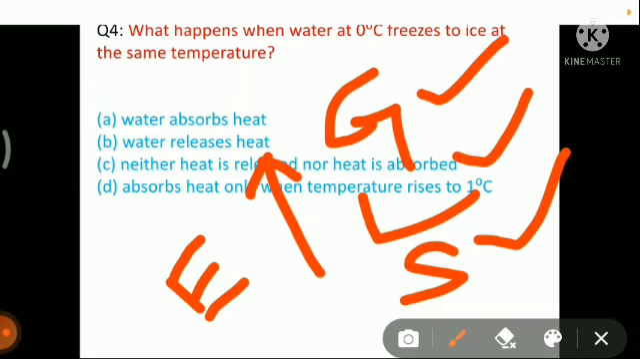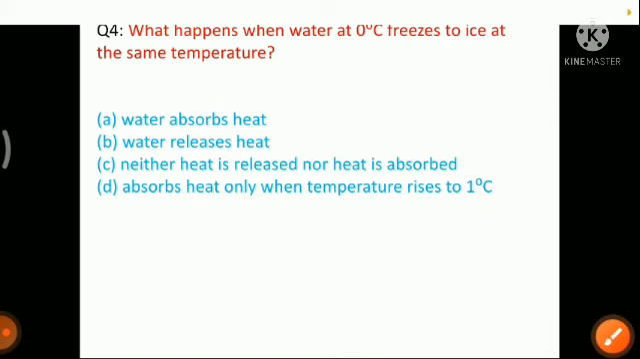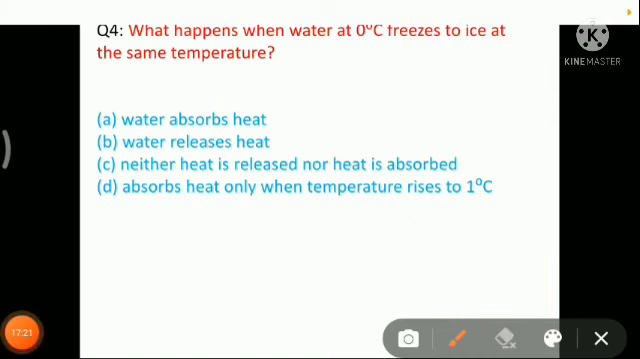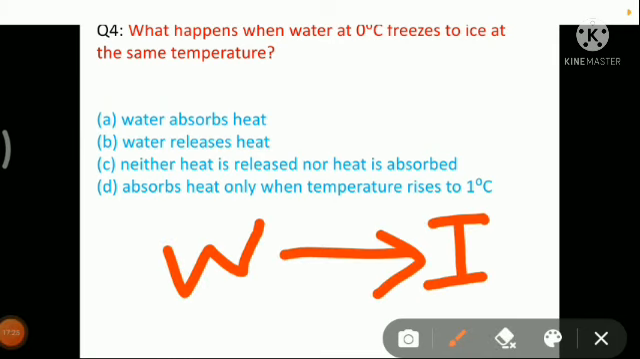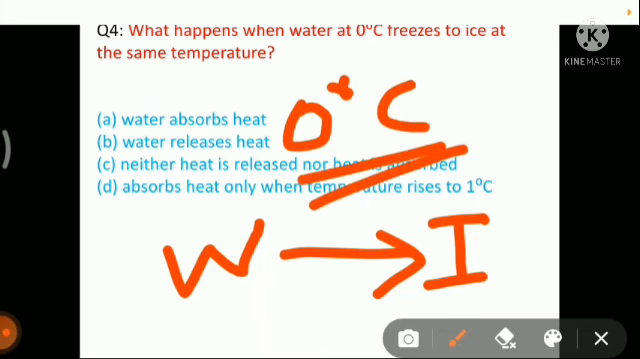So what is given? Water at 0 degree Celsius will have higher energy than ice at 0 degree Celsius, because here it is given the same temperature. Here, water is changing into ice, and the temperature is 0 degree Celsius, so the temperature is fixed. Now who has the higher energy? Water. So when this process occurs, a higher energy object, that is water, is changing into a lower energy matter, that is ice.